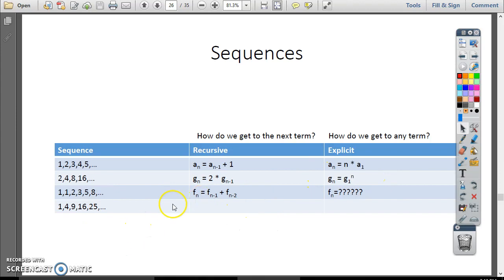That leaves the last sequence right here. And I'm going to do the same thing. Now, you might understand the pattern. There's actually a lot of different ways of understanding this last pattern. 1, 4, 9, 16, 25, and so on. Okay? But recursively speaking, it isn't that easy to build a formula out of it.